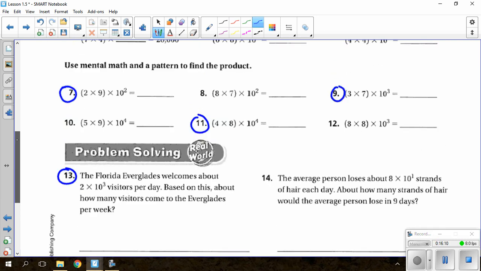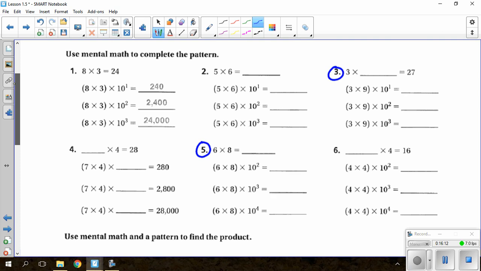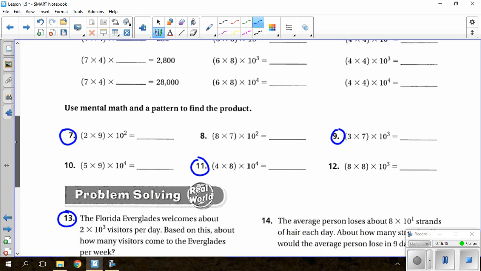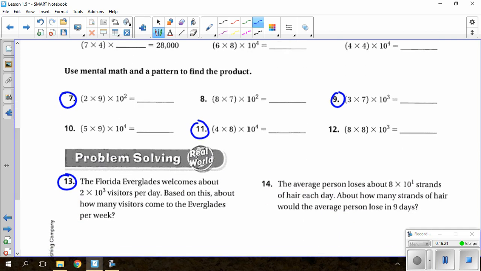So make sure you are filling in for questions 3 and 5, all of the missing blanks. For questions 7, 9, and 11, you just have to give me the answer to that basic fact and then add the number of zeros behind it.